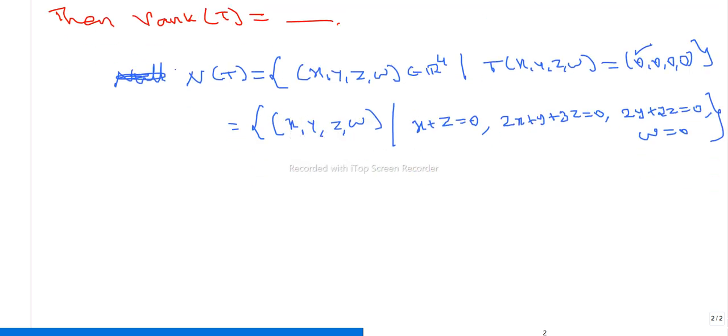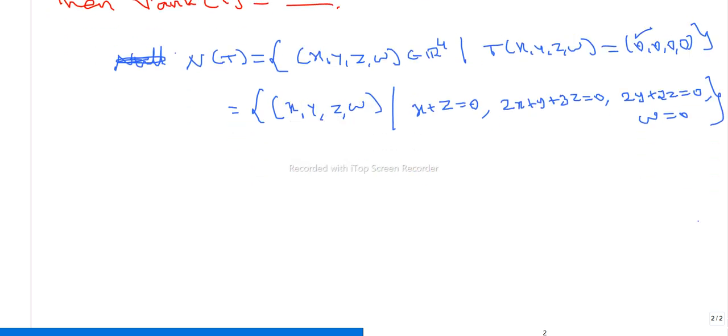Now using this condition you have to reduce the number of unknowns. Here the number of unknowns is 4. Clearly, given the last condition, w is 0. So I put the last coordinate 0 always. Now using this x plus z equal to 0, if I fix x, then z should be minus x.